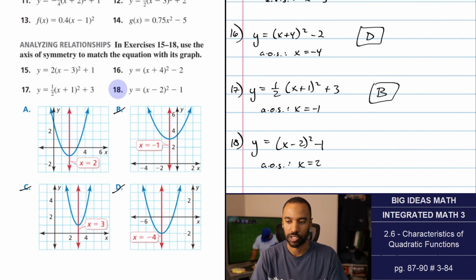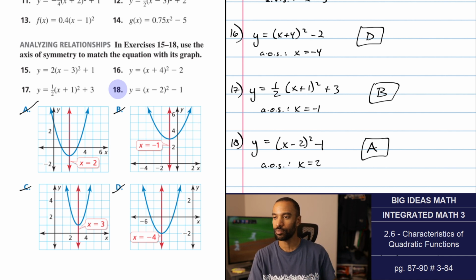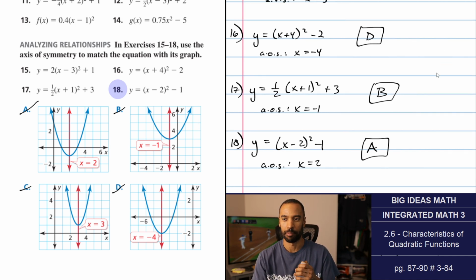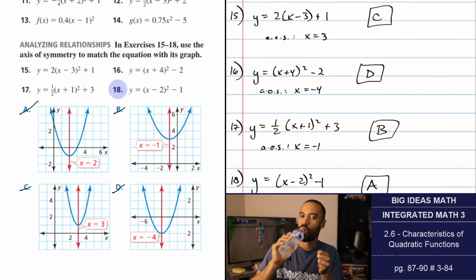So although this one matches the x equals 2 as A, there's that one that has a 1/2 compression factor, I should say. So that's the wider graph. And then there's the taller graph right here, which has a stretch factor of 2. So a couple other ways you can match some of these parts up if you're so inclined to do so. And that is the 4 that we just did right there. C, D, B, A.